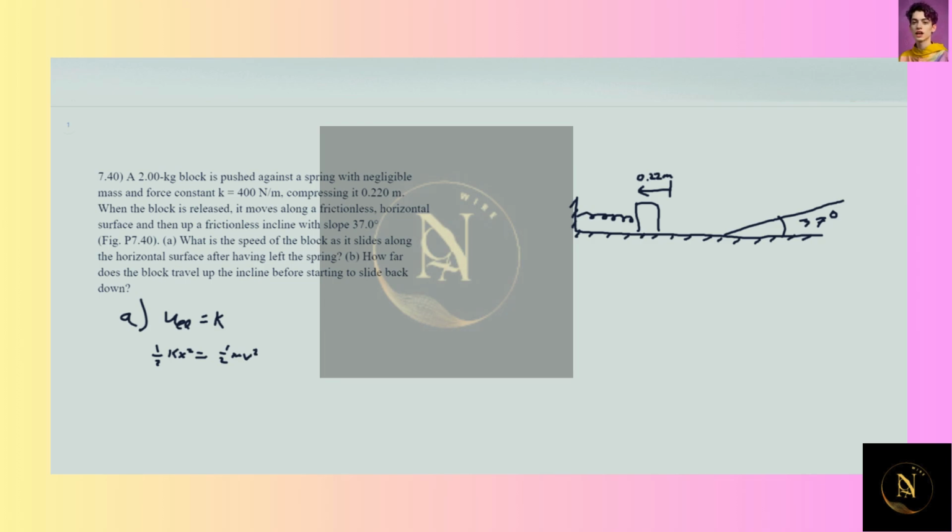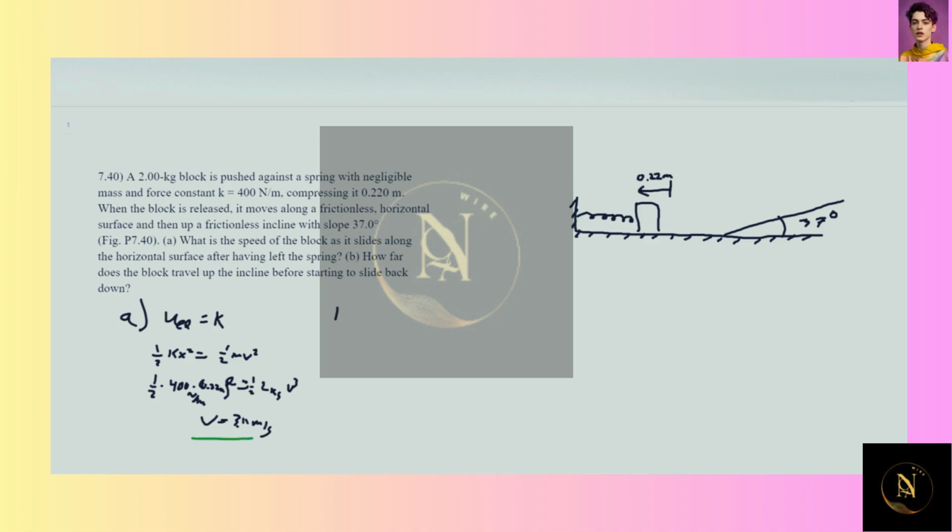Our mass is given as 2 kilograms, k is given as 400 newtons per meter, x is the distance compressed, and we're solving for v. So if we plug in all those values, 1/2 times 400 times 0.22 meters squared is equal to 1/2 times 2 kilograms times velocity squared, we get v is equal to 3.11 meters per second.